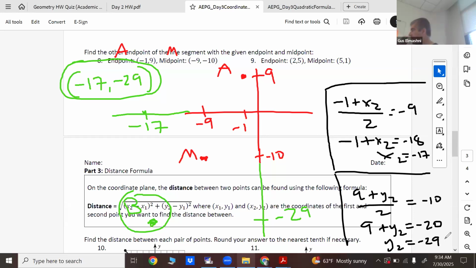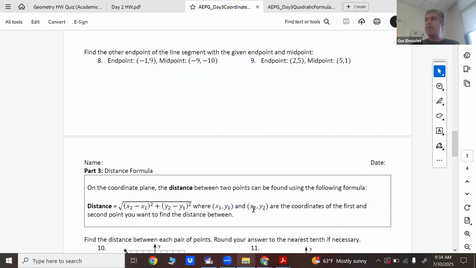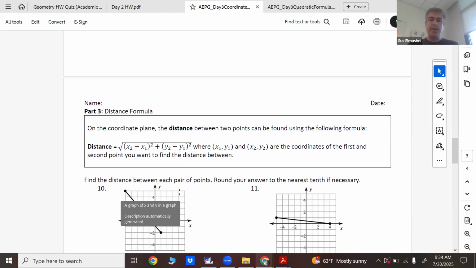So you get that. So yeah, there you go. Okay, so we're okay with that? Okay, try number 9. Try number 9 on your own. I'll freeze the screen and then we'll move on to the distance formula after that.